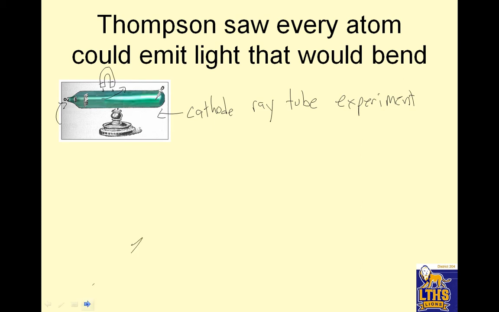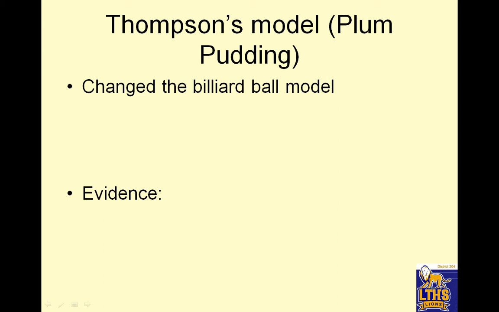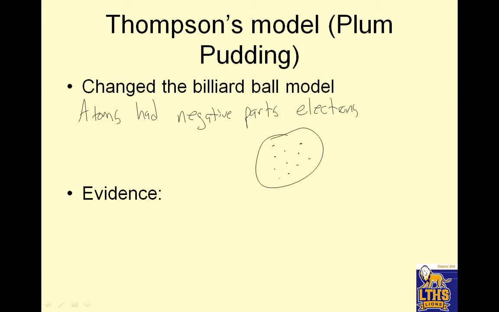Thompson's model is called the plum pudding model. It changed the billiard ball model because atoms had negative parts. Those are called electrons. And his model is called plum pudding, and it looks like a chocolate chip cookie. Plum pudding is pudding that has little pieces of plum skin in it. Now, Dalton's model was just a ball, and it's called the billiard ball. Thompson changed the billiard ball model because he added parts that were electrons. So this generic part was a positive mass, and the dots were electrons.